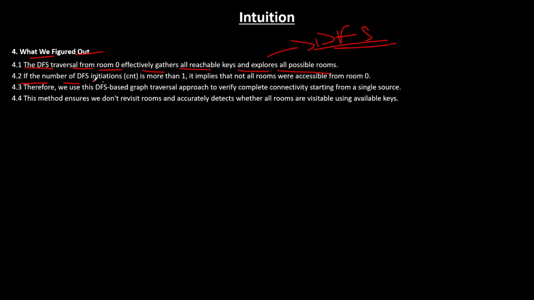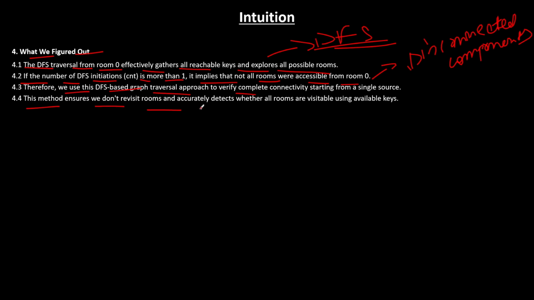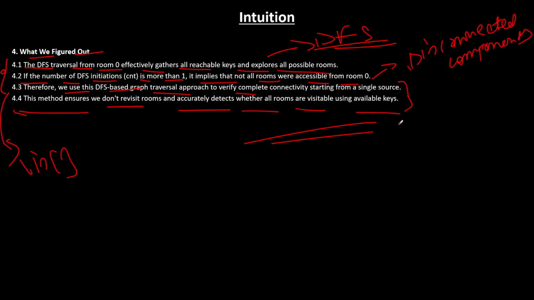If the number of DFS initiations, the count, is more than 1, it implies that not all the rooms are accessible from room 0. So we understood the hidden concept that we basically have to look for the disconnected components. Therefore, we use DFS. And this method, along with the visited array, ensures we don't revisit rooms and accurately detects whether all rooms are visited using the available keys, right?